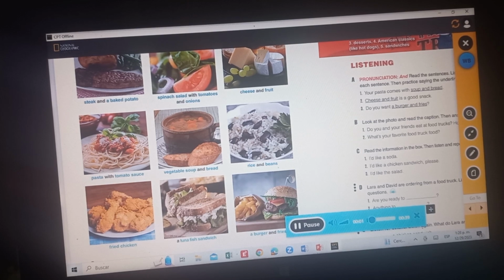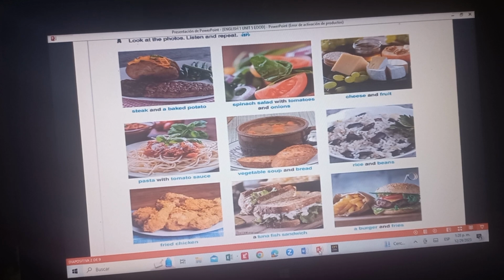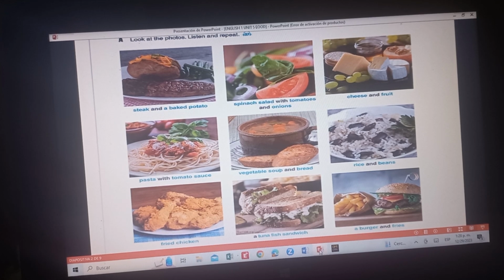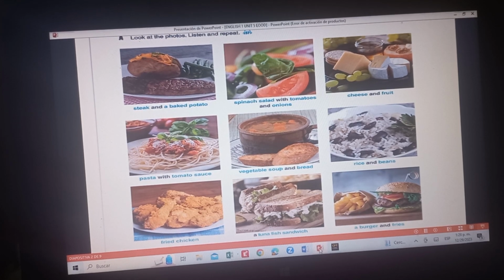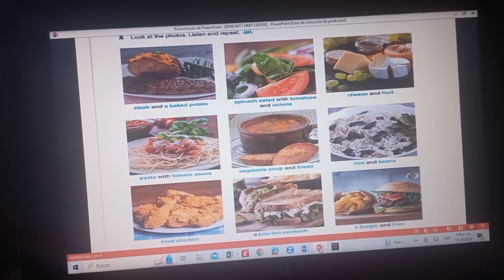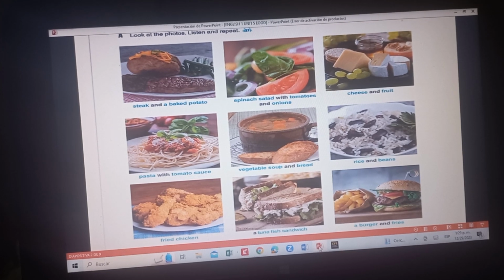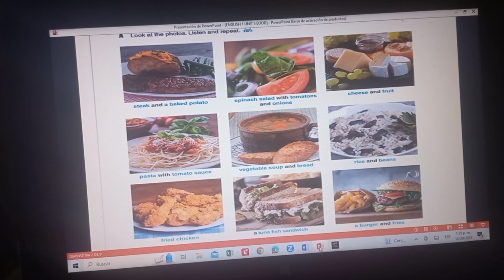Steak and a baked potato. Spinach salad with tomatoes and onions. Cheese and fruit. Pasta with tomato sauce. Vegetable soup and bread. Rice and beans. Fried chicken. A tuna fish sandwich. A burger and fries.